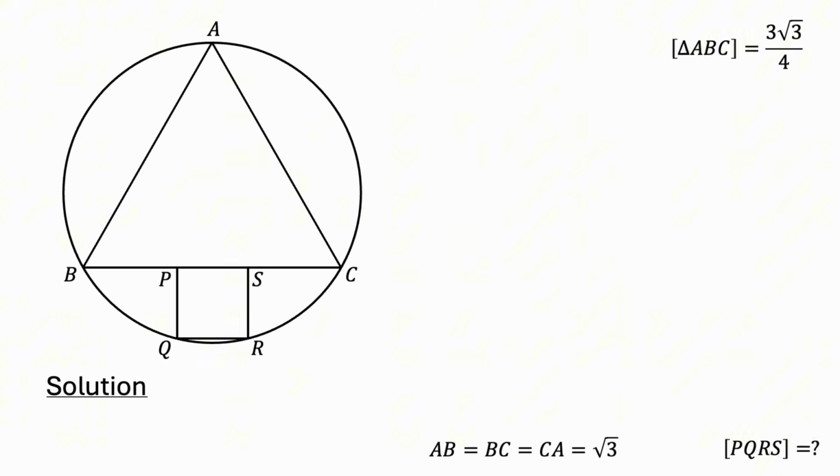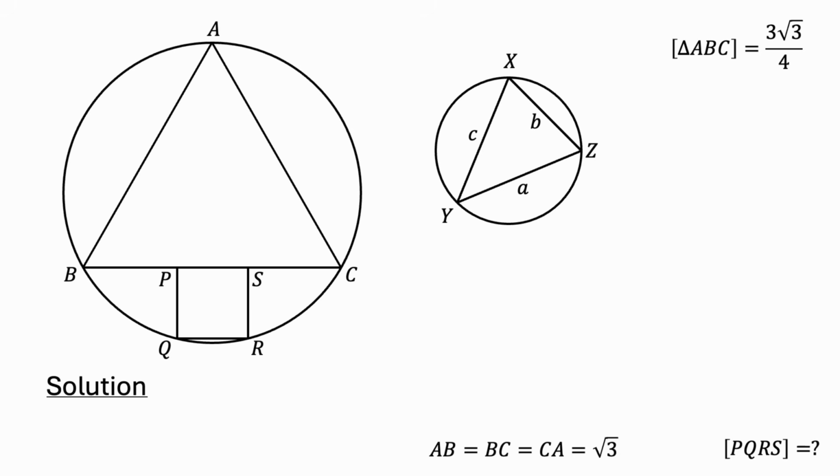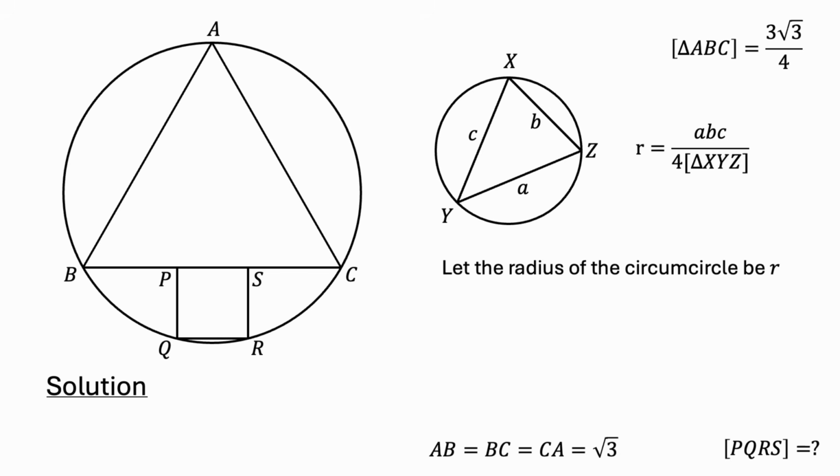Next, let us calculate the circumradius of triangle ABC. To do that, recall that given an inscribed triangle XYZ with sides a, b, and c, the circumradius equals abc over 4 times the area of triangle XYZ. If we let the radius of the circumcircle be r, then we have r equals square root 3 cubed over 4 times 3 square root 3 over 4. Therefore, r equals 1 unit.